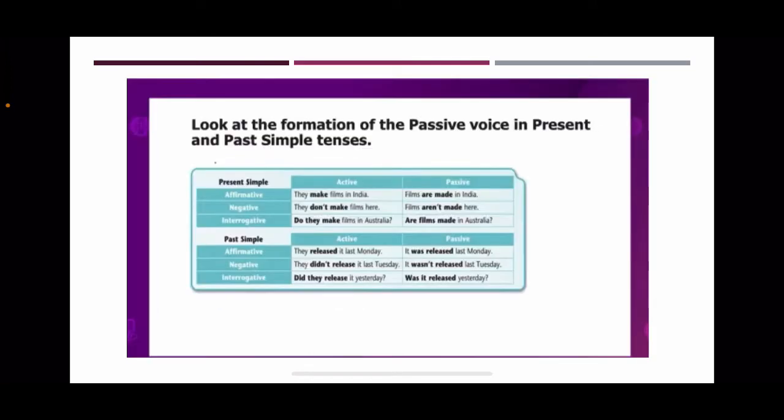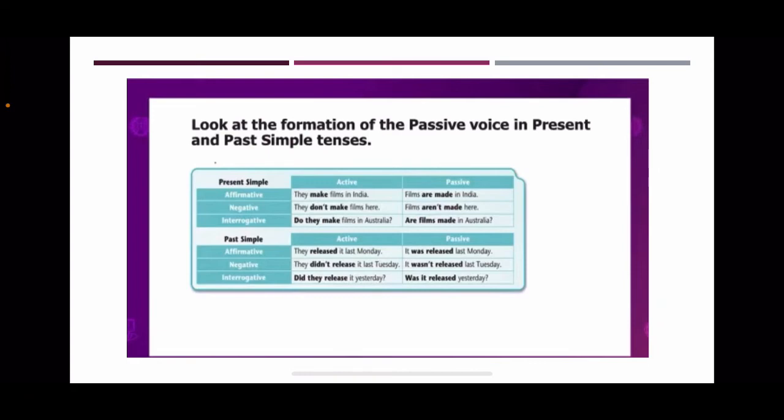Now look at the formation of the passive voice in present and past simple tenses. Present simple of active, we use main verbs after the subjects. For a negative form we use do or does. And in interrogative forms we use do or does before the subjects.